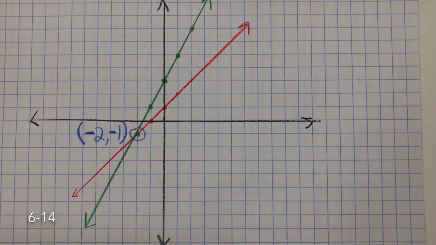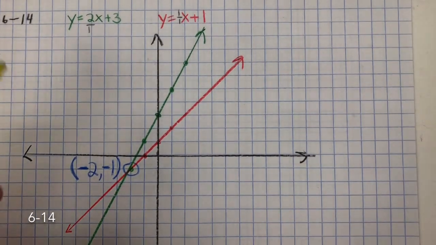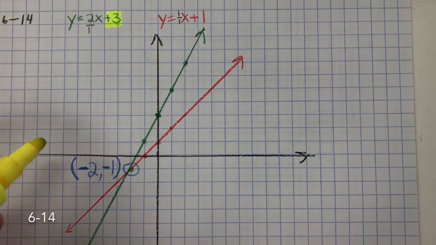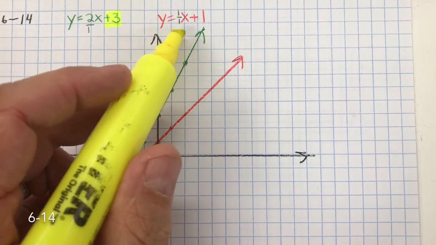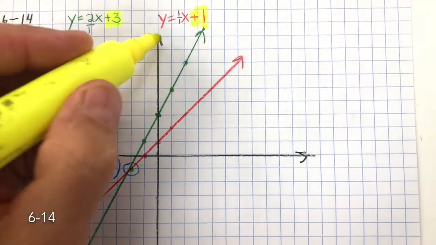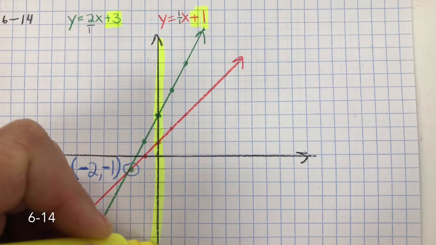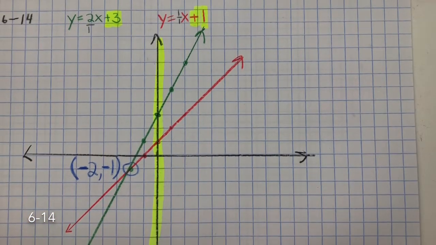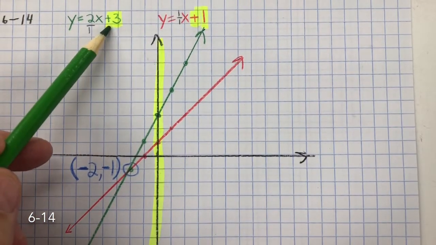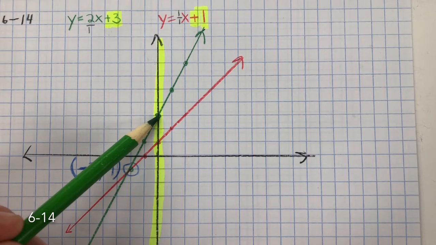In problem 614, you need to graph each equation on the same set of axes and label the point of intersection. So we have y equals 2x plus 3. This is your y-intercept. And you have y equals x plus 1. And that's your y-intercept. And so I'm going to highlight the y-axis, because that's going to help me determine where my y-intercepts are plotted. So this is plotted at +3.